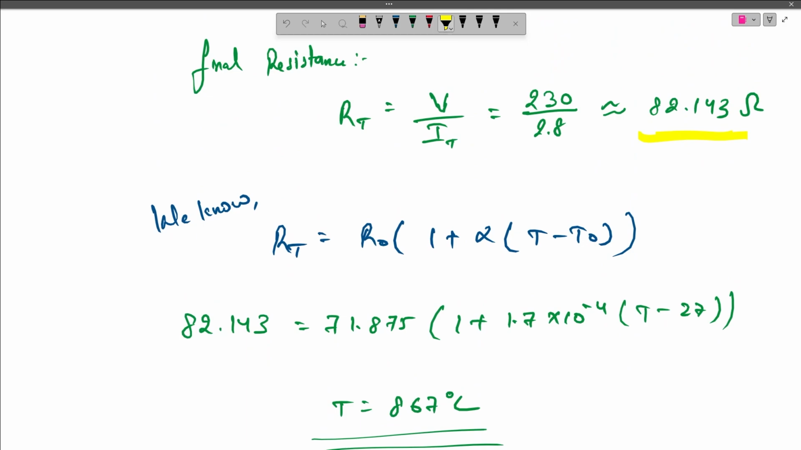Now we know R_T, that is the final resistance, R naught, we have been given alpha, we have been given T naught, and we also need to find out T. So substituting the values, we will calculate for T, that is the final temperature. Now T will be 867 degrees centigrade.